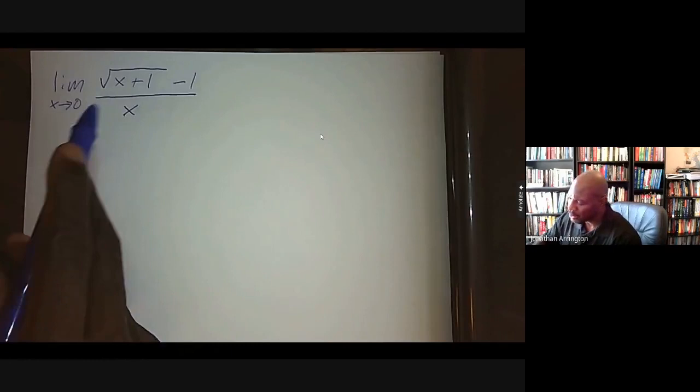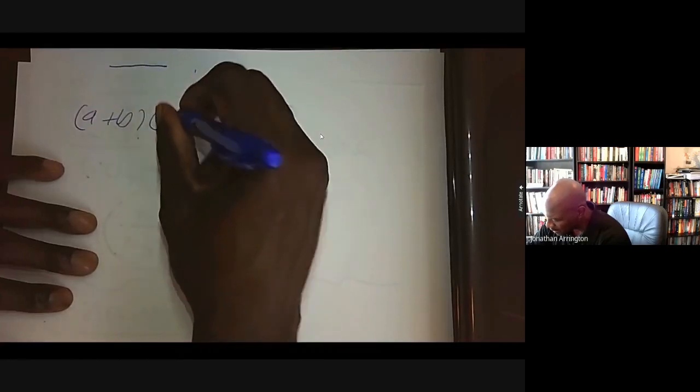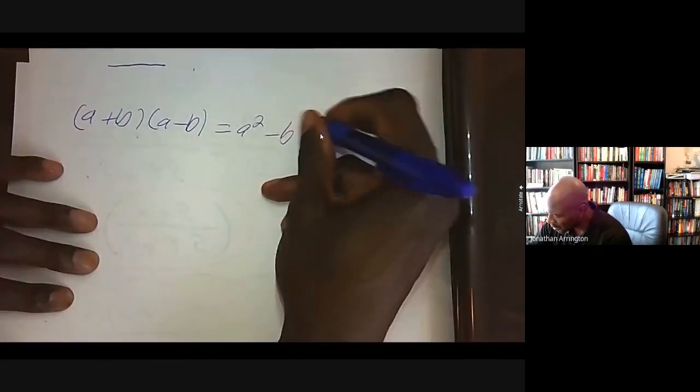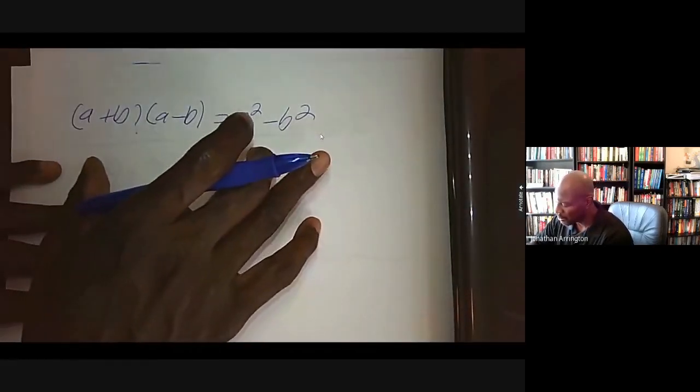When we see a radical, we like to rationalize it. Now we're going to rationalize it based off of the following property. I'm going to use a random paper to explain this property. You all know the property is that a plus b times a minus b is a squared minus b squared. So that's a property you're all familiar with.